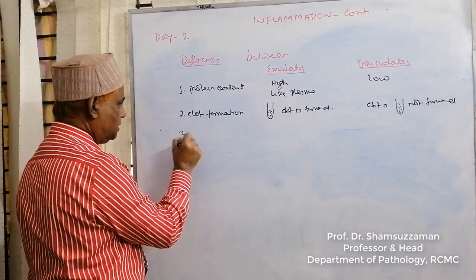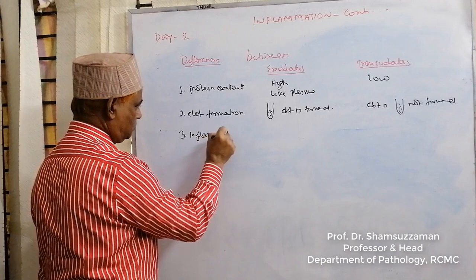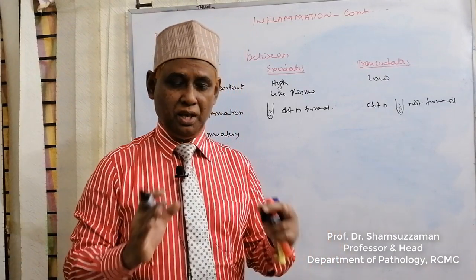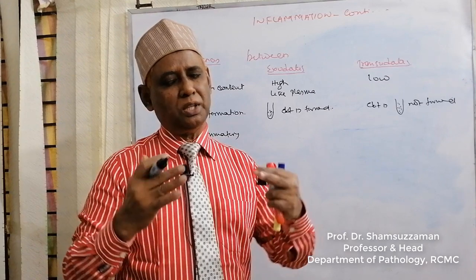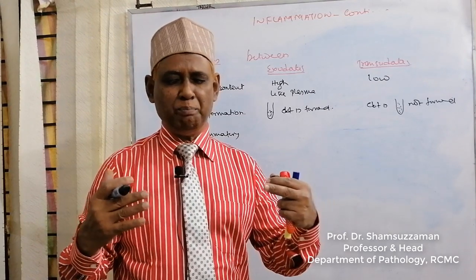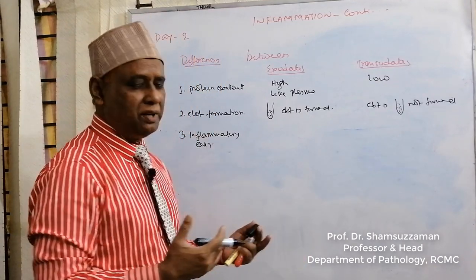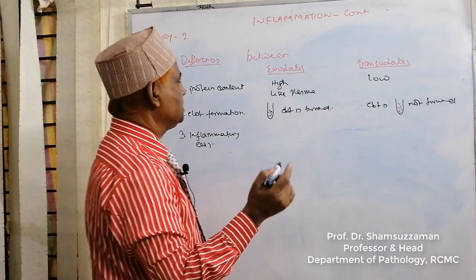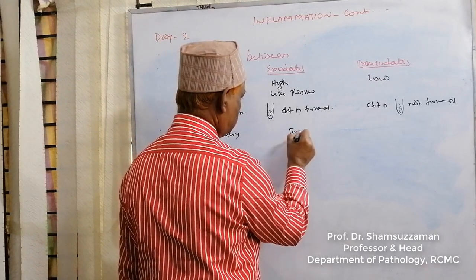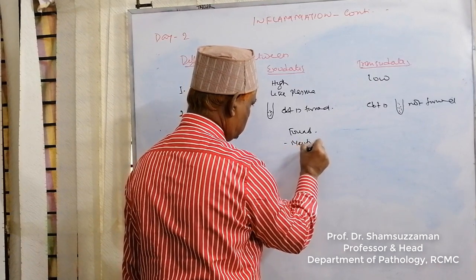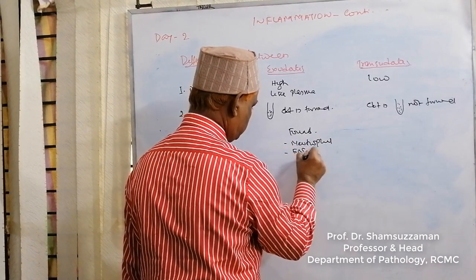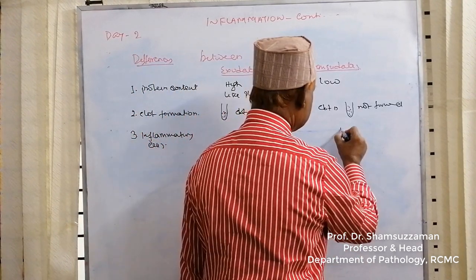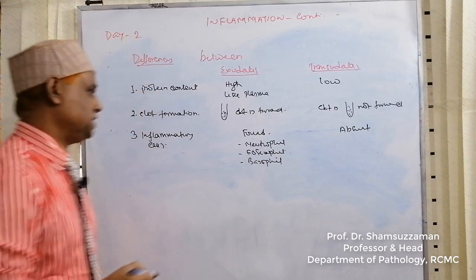Another difference, inflammatory cells. Dear audience, I have told you, exudate is formed due to increased vascular permeability, and this is due to endothelial injury or increased gap between two endothelial cells. As the gap between endothelium is increased, along with plasma protein, formed elements like leukocytes, WBC, come out of the blood vessel into the tissue, and these are called inflammatory cells. So inflammatory cells are found in exudate, like pus cells, neutrophil, eosinophil and basophil. In transudate, inflammatory cell is absent, but in case of exudate it is present.